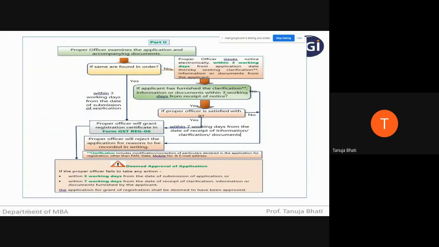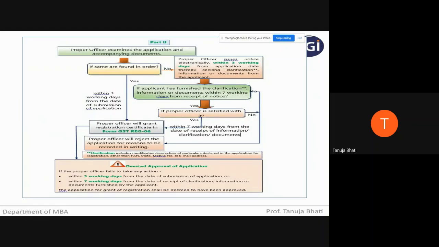But suppose the applicant does not provide clarification within 7 working days. Then the proper officer will reject the application for reasons to be recorded in writing. If the applicant forgets and the 7 working days have lapsed, the officer will reject the application for registration. Okay, so this is the particular procedure for registration.